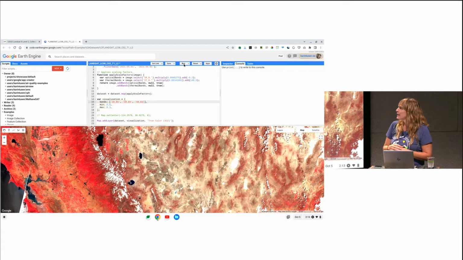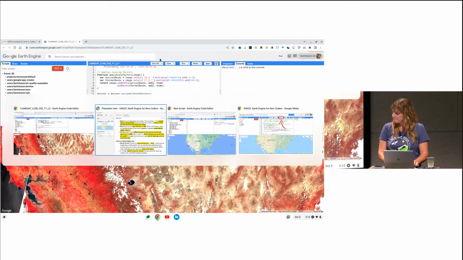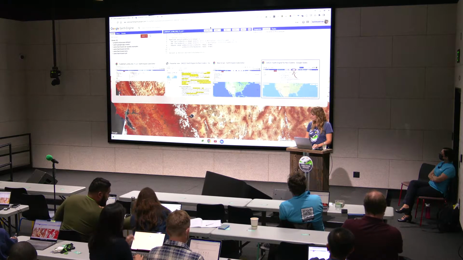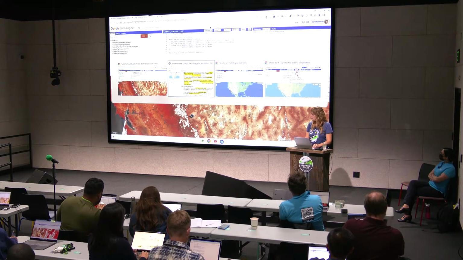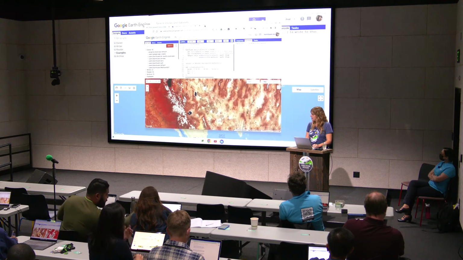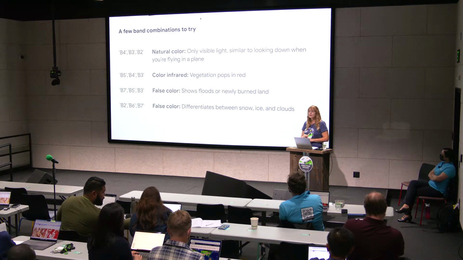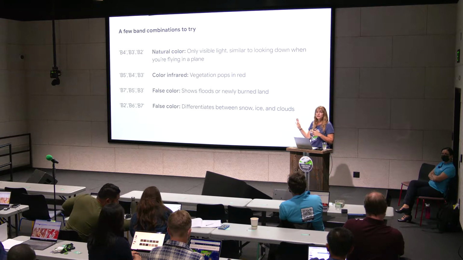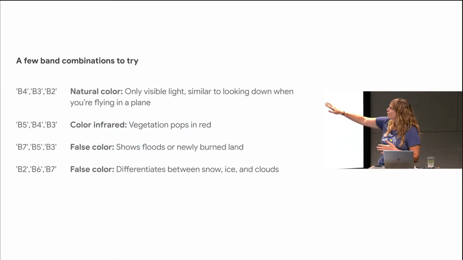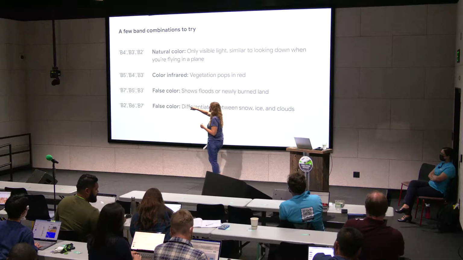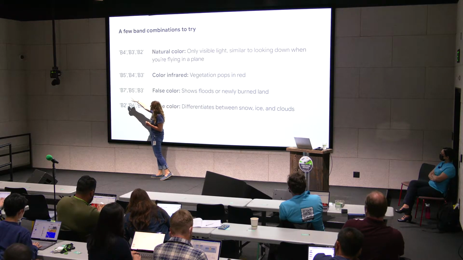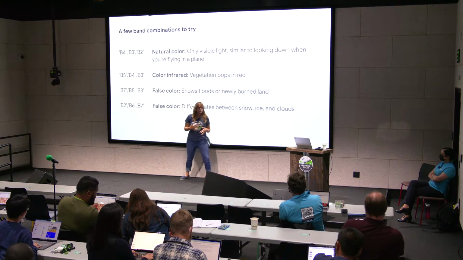Okay? Okay, so there are a lot of different band combinations. And in fact, I'm going to show you. Here it goes. These are some things to try. I'm going to keep moving for the sake of time, but these are some fun ones to try where you can see what shows floods or newly burned land. Now notice, I'm not using the right convention, right? I'm saying band 7, band 5, band 3, but this is supposed to be SR underscore, SR underscore. So you can do lots of things there.